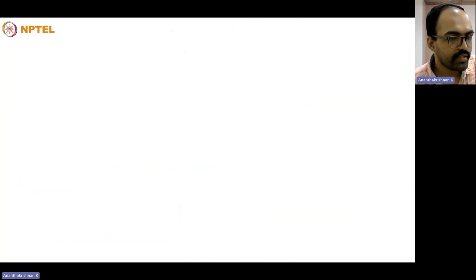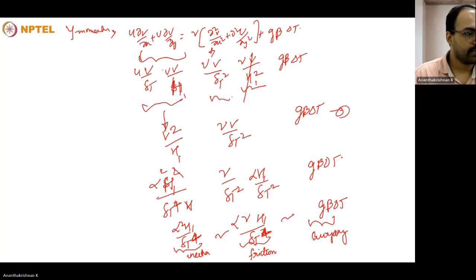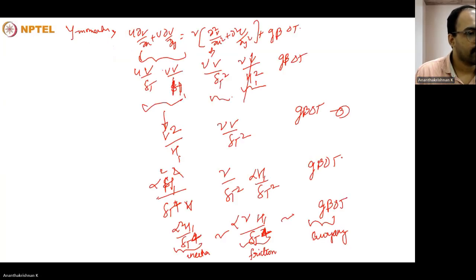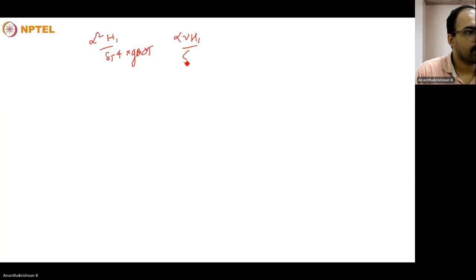We take the buoyancy term onto the left hand side. Alpha squared h1 divided by delta t raised to 4, divided by g beta delta t, and alpha nu h1 divided by delta t raised to 4, divided by g beta delta t, and this will be 1.